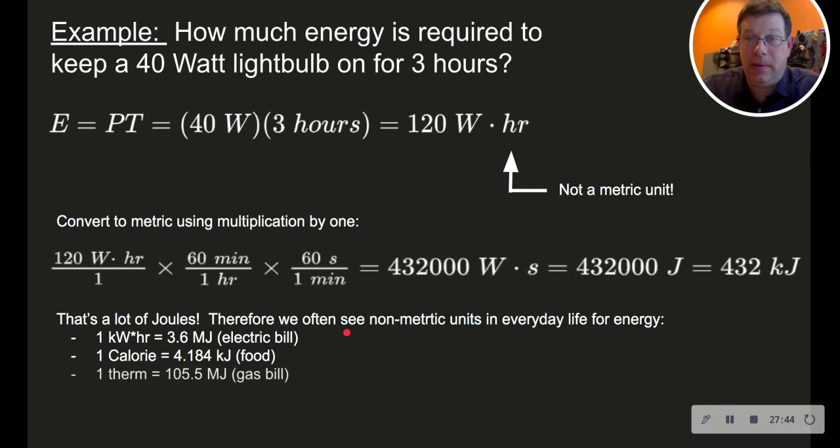There's another example of a non-metric unit of energy in everyday life. On your gas bill, there's even a larger unit of energy typically used called the therm, which replaced an earlier related unit that was more or less energy-like called the British thermal unit. And it's 105.5 million joules is 1 therm. So you're burning a lot of joules when you're keeping your house warm this winter.